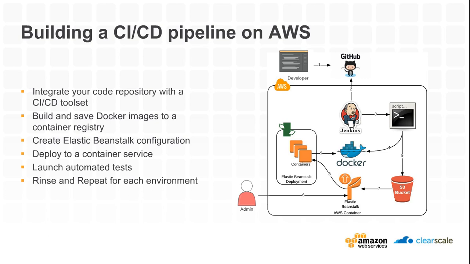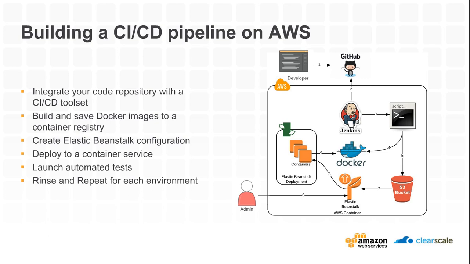So let's take a look at a general principle for getting this going, right? There needs to be an integration between your code repository and whatever your CI/CD toolset is going to be, whether it's Jenkins or CodePipeline. That CI/CD toolset needs the ability to create a Docker image and upload that to your container registry, whether Docker Hub or EC2 Container Registry. And then as part of your CI/CD workflow, you'll create an Elastic Beanstalk application. And this is just the configuration for it. And you drop that into S3, and then you connect to Elastic Beanstalk and say, all right, here's the Docker image, here's your application configuration, let's launch the container service.